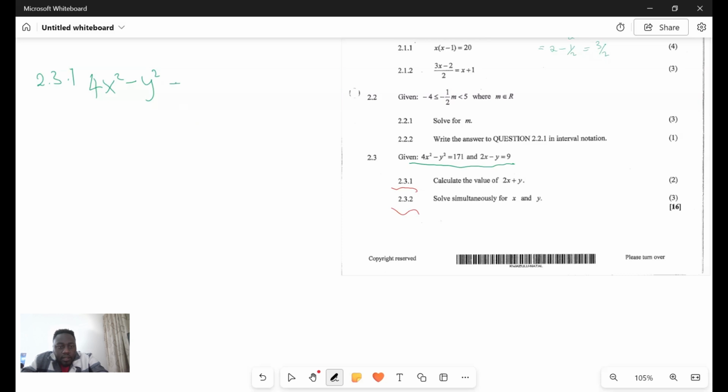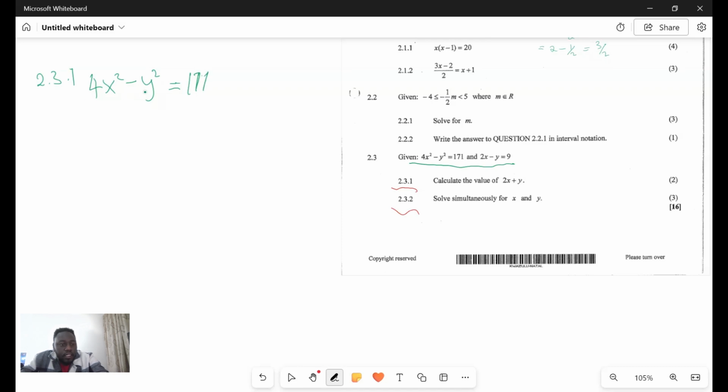Okay, equals to, let me check if 171 is a square root of something. If 171 is a square root of something, or let me leave it the way it is. Let me not do it now.